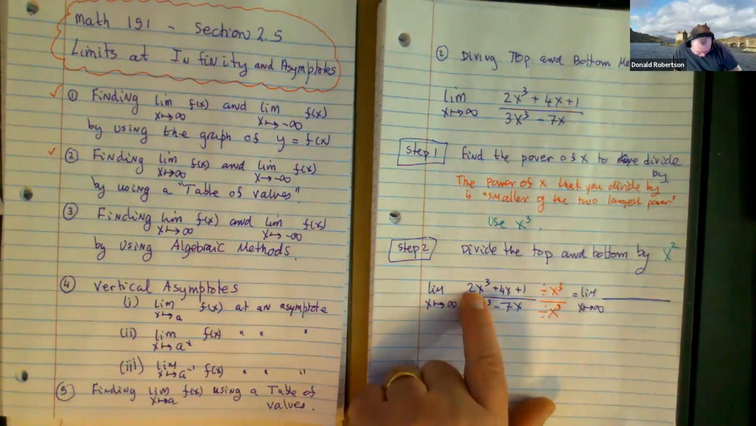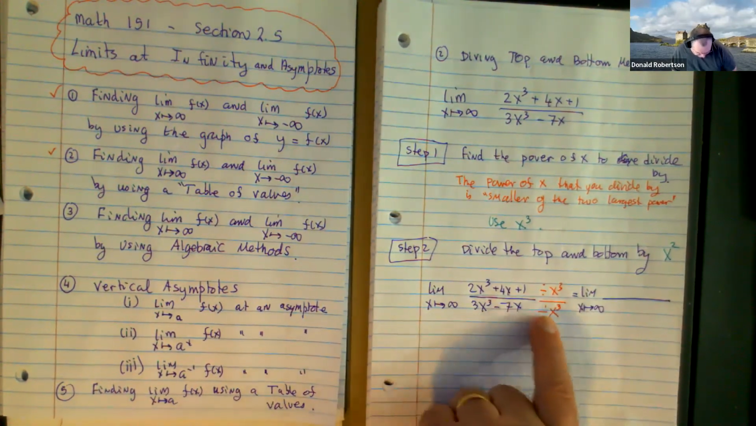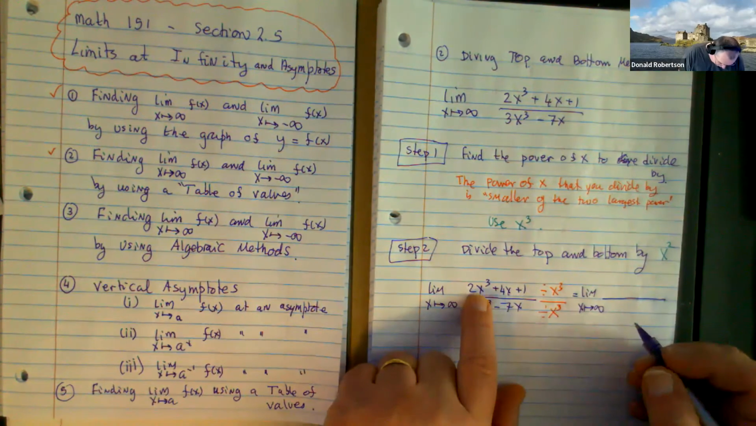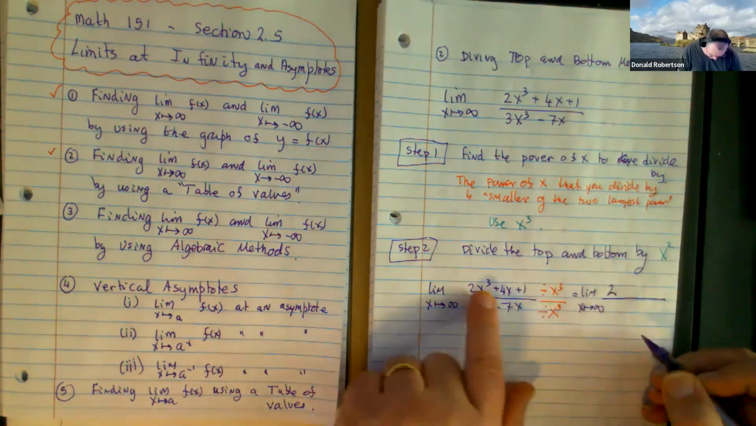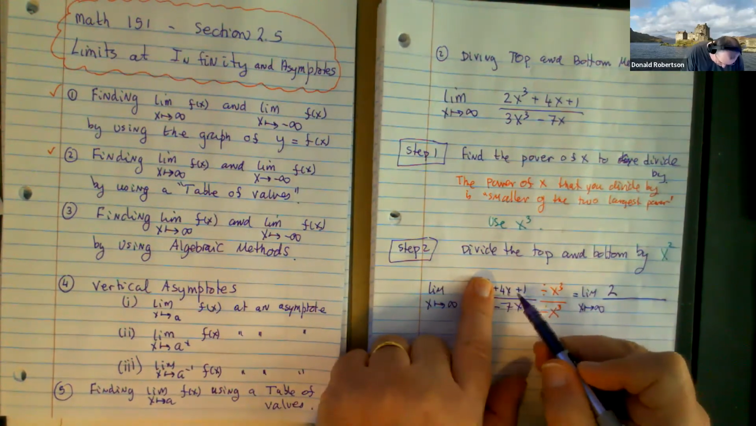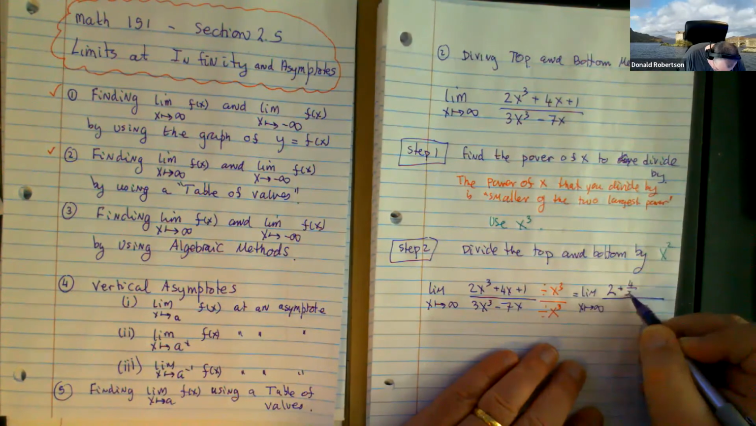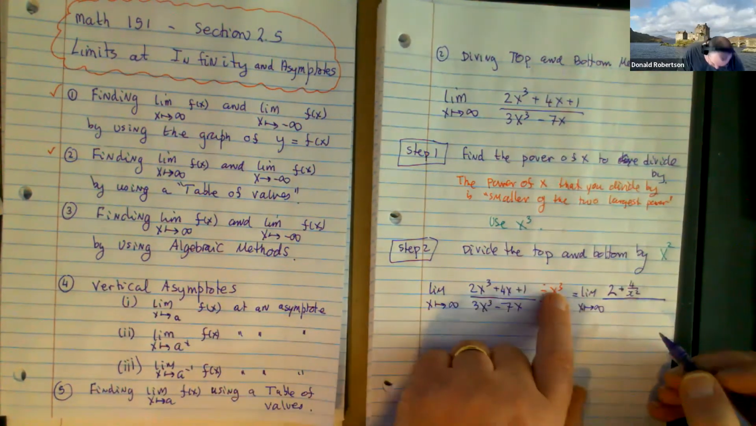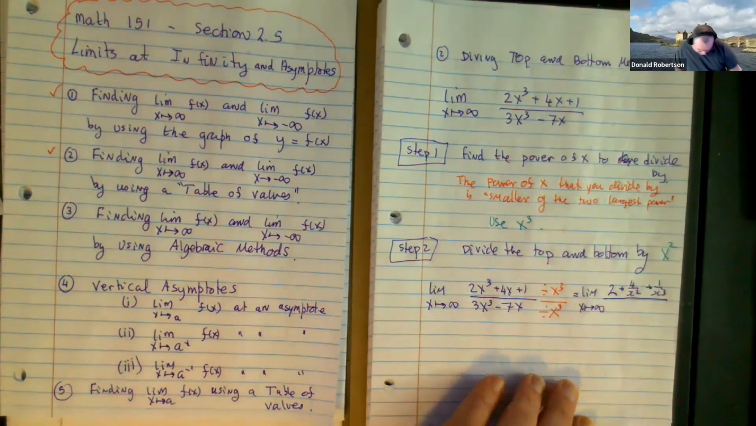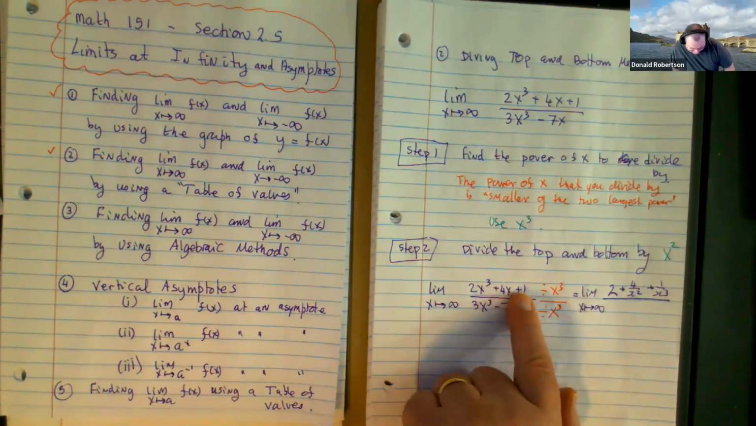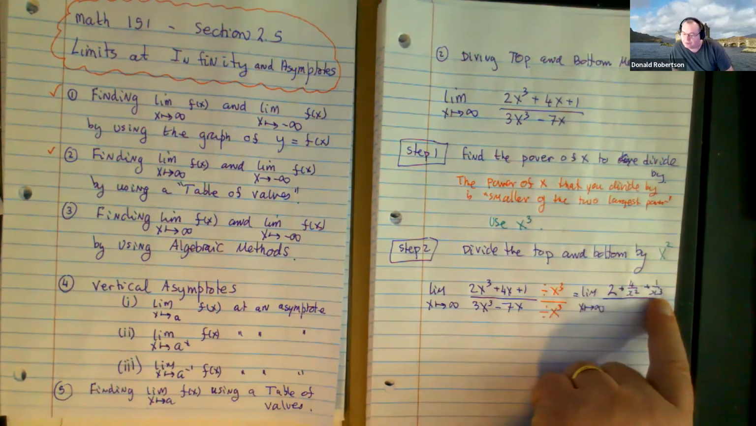So you take each of these terms on top and divide them by x cubed, and each of these two terms on the bottom and divide them by x cubed. Now, if you take 2x cubed and divide it by x cubed, you get 2. If you take 4x and divide it by x cubed, you get 4 over x squared. And if you take 1 and divide it by x cubed, you get 1 over x cubed. Are you comfortable about what these three things look like after you've divided them by x cubed?